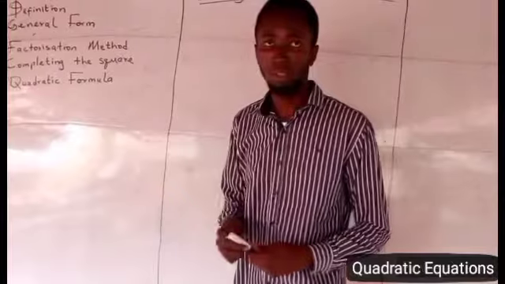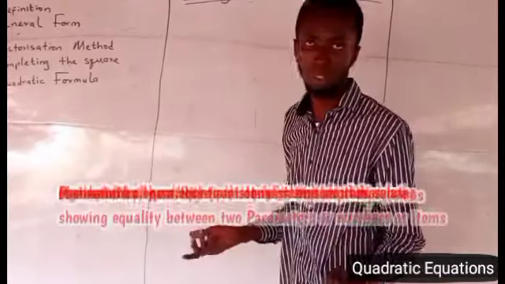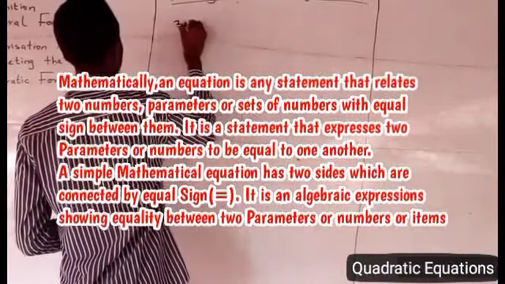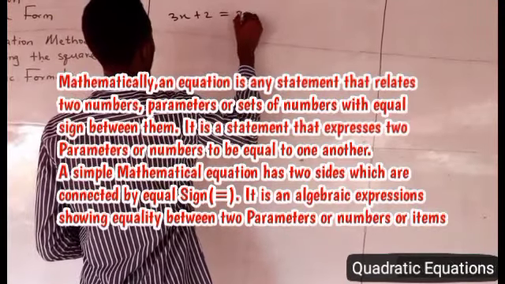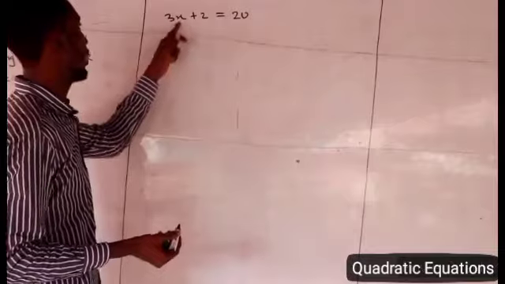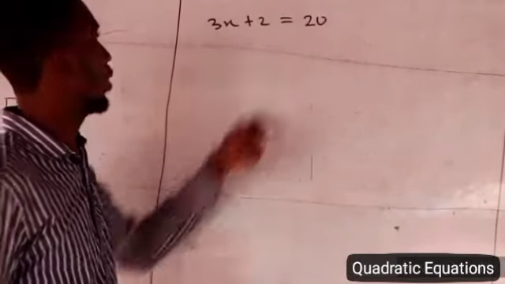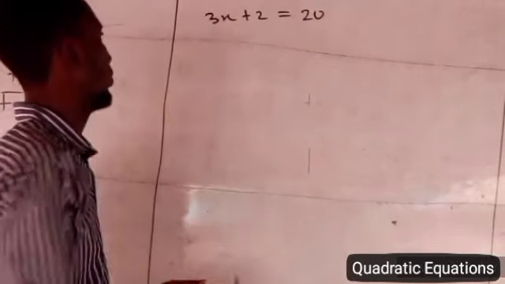So we'll start with the definition. What is a quadratic equation? What is an equation in the first place? So here is an example. If I write something like 3x plus 2 is equal to, say, 20, we can solve this equation by finding the value of x which makes the equation true. This is a kind of equation known as a linear equation.